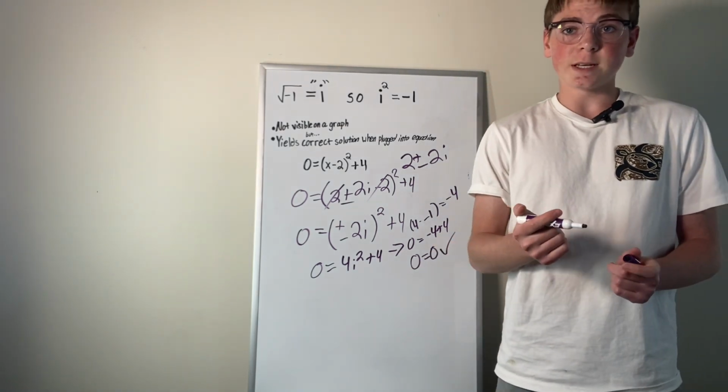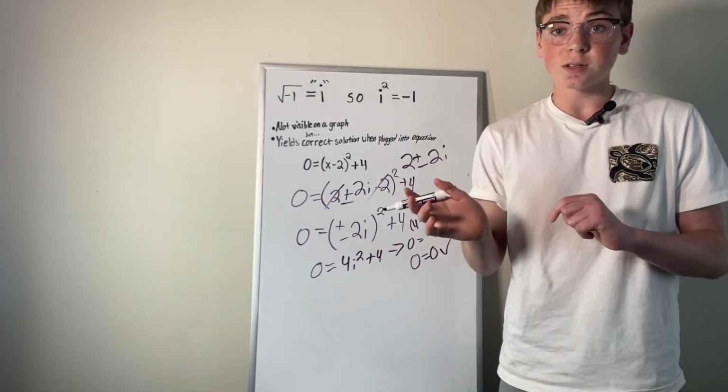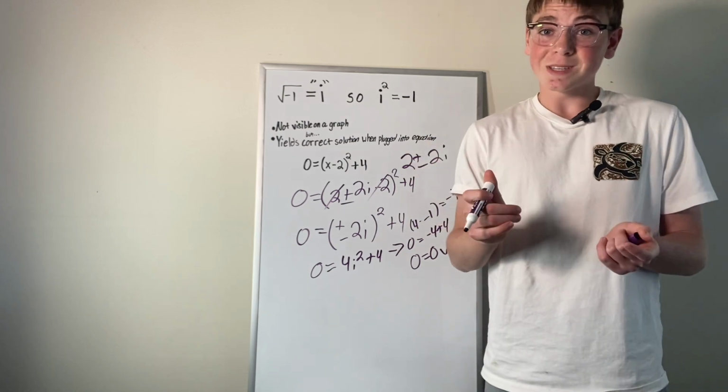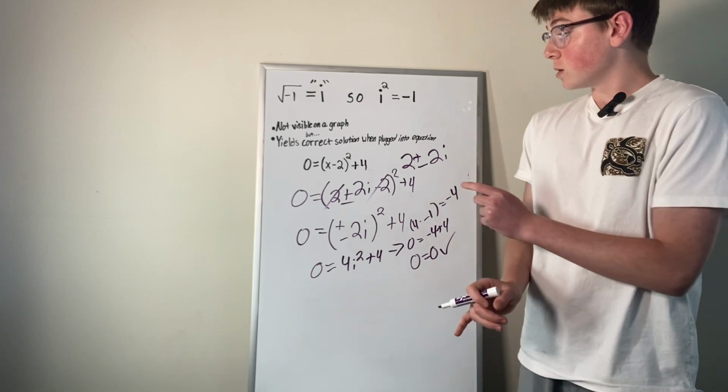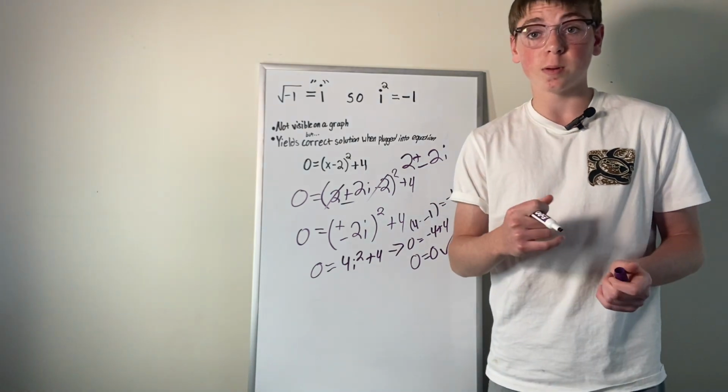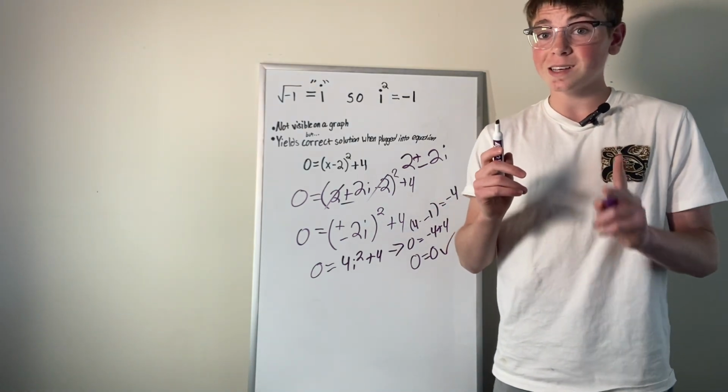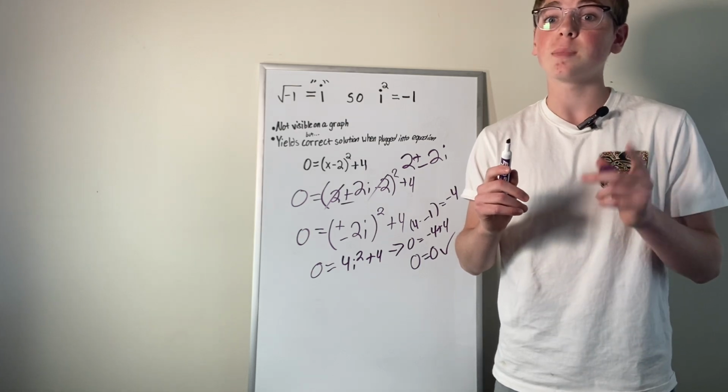And as you see, we would have said this equation has no x-intercepts, but correctly we would say it has no real x-intercepts. This equation, 0 equals (x - 2) squared plus 4, has two x-intercepts, but they are both complex.